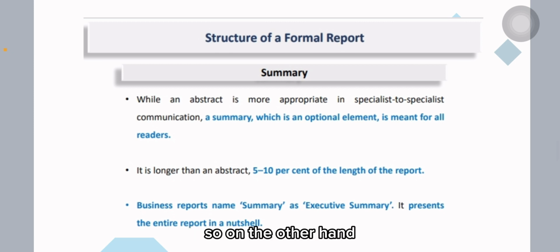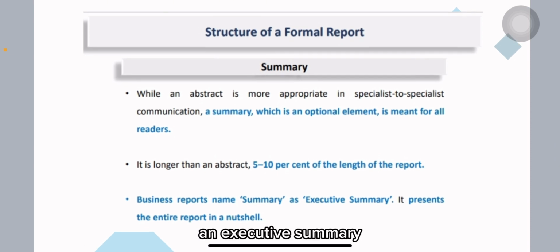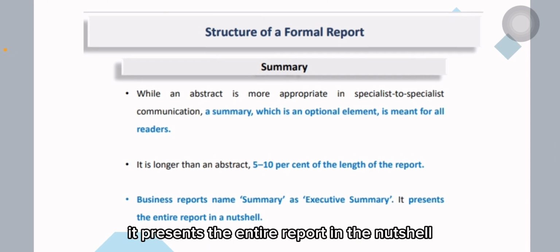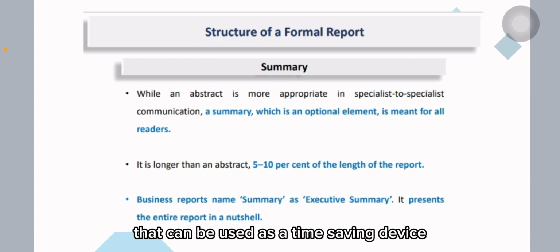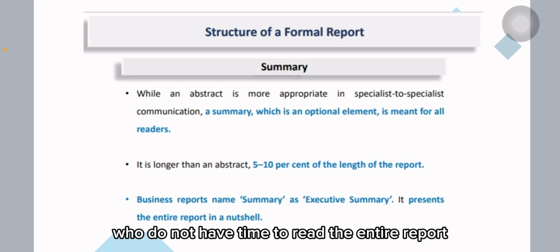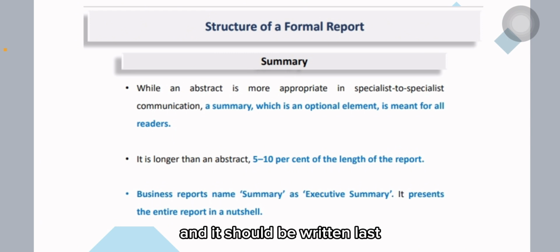On the other hand, the summary is an optional element and is meant for all readers. A summary, or an executive summary, presents the entire report in a nutshell. Si summary po, it should include points from each section of the report. It presents an overview of the report that can be used as a time-saving device by recipients who do not have time to read the entire report. A summary is usually seen as the most important part of the report and it should be written last.